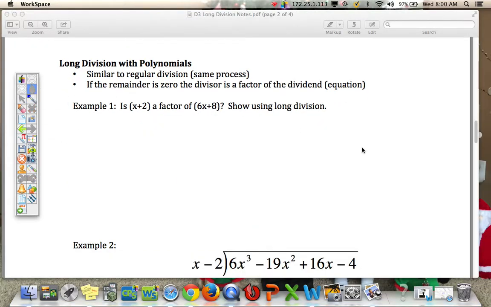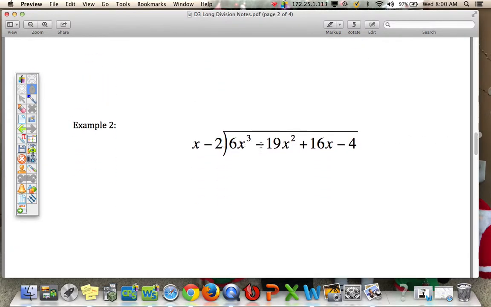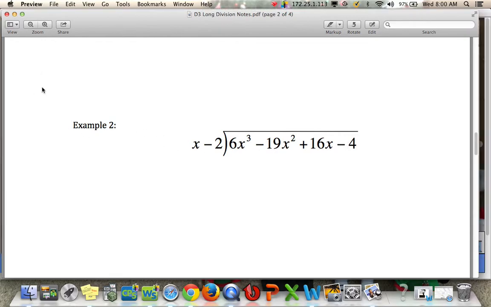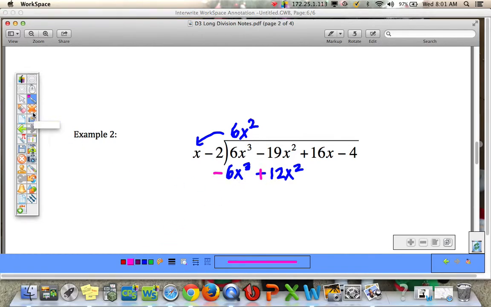Okay, let's try some more examples. Is x minus 2 a factor of this polynomial right here? So first step, how many times does x go into 6x cubed? Well, you want to make them match. So we already have an x here, so this would be 6x squared. So x goes into 6x cubed 6x squared times. We're going to multiply. 6x squared times x is 6x cubed. 6x squared times negative 2 is negative 12x squared. And then you subtract or do the opposite. So minus plus.